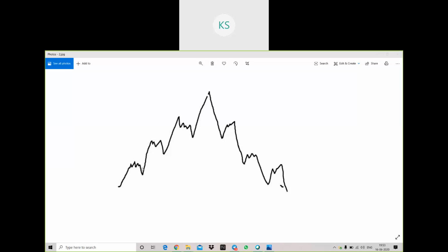We'll talk about this later. Just see for now, just keep in your mind, this is the main trend from here to here, and when the stock is going in the downward direction, that is against the trend.